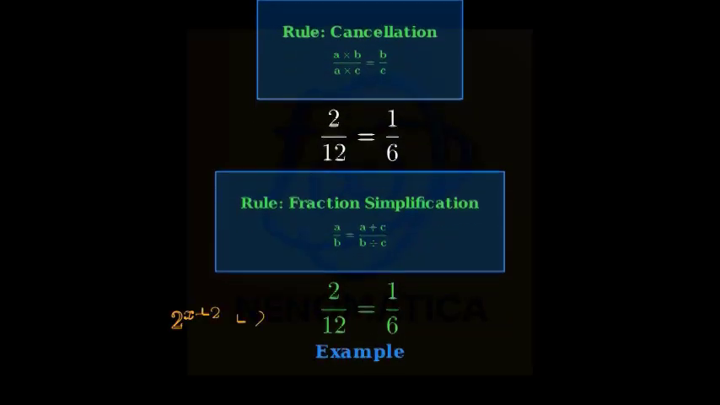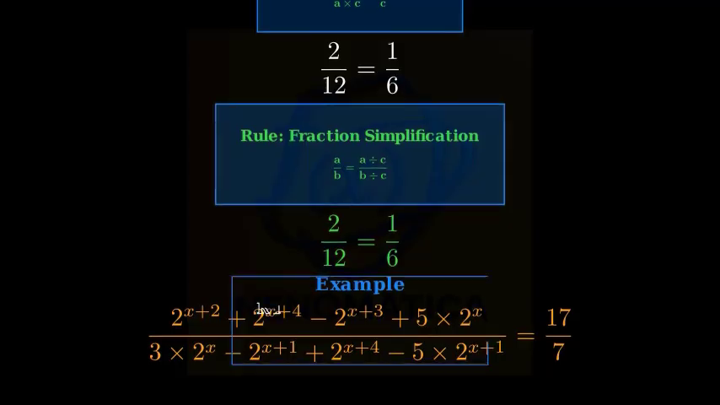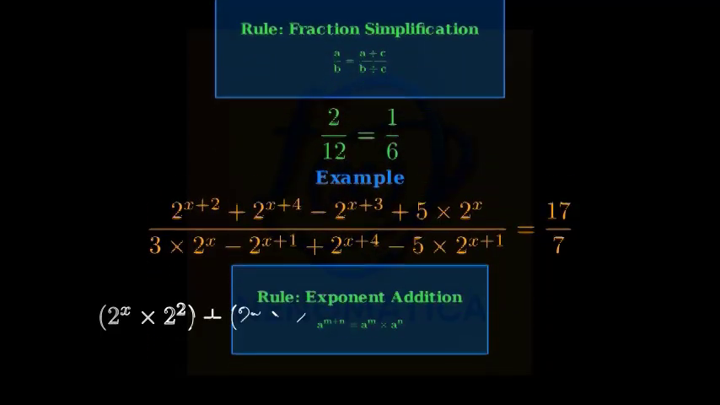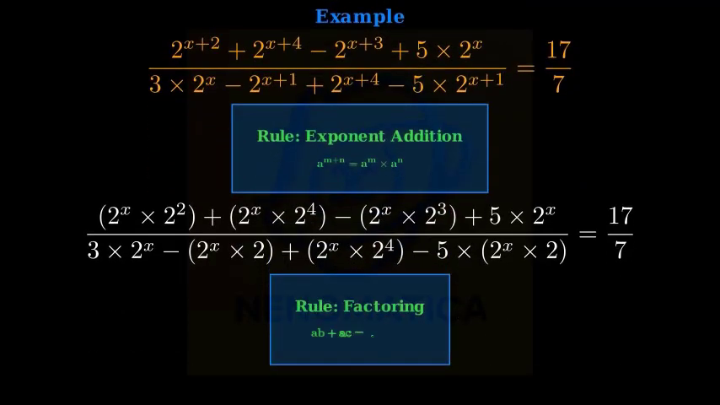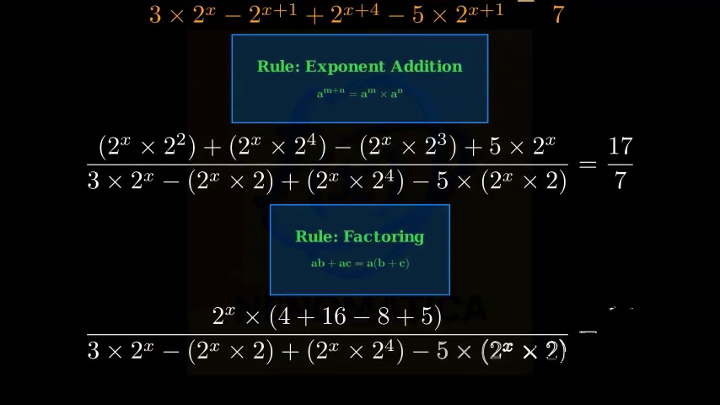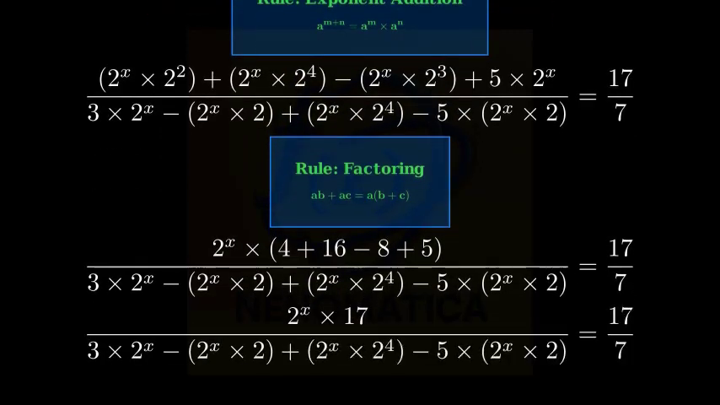Let's try another example. This time, we have an equation with a different base. Let's use the same properties of exponents to simplify this equation. First, we'll rewrite terms like 2 to the x plus 2 as 2 to the x times 2 squared. Now, we'll factor out 2 to the x from each term in the numerator. This gives us 2 to the x times the quantity 4 plus 16 minus 8 plus 5. Let's simplify the expression inside the parentheses in the numerator. 4 plus 16 minus 8 plus 5 equals 17.